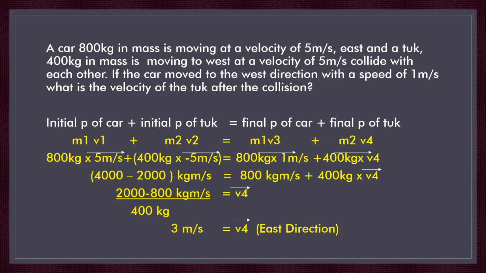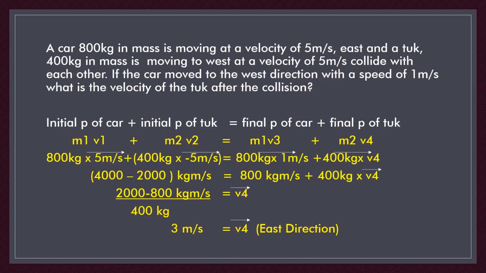In this question, we have to consider the directions of the velocities of the tuk-tuk and the car, because the car is moving towards the east while the tuk-tuk is moving towards the west. Now we will apply the data into the equation. The sum of the initial momentums of the vehicles is equal to the final momentum of the vehicles after the collision. Therefore, the mass of the car is 800 kilograms.